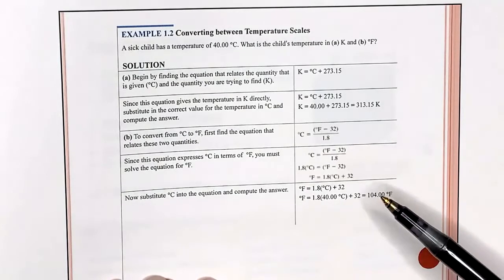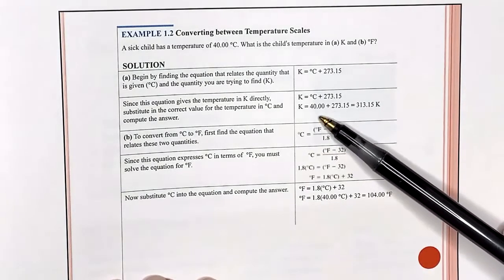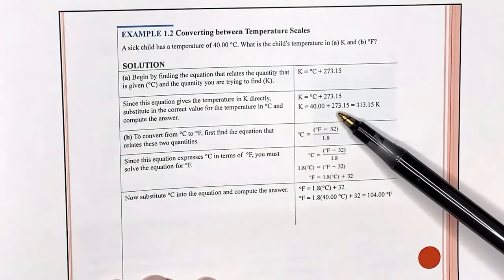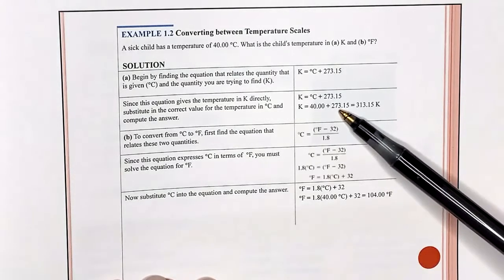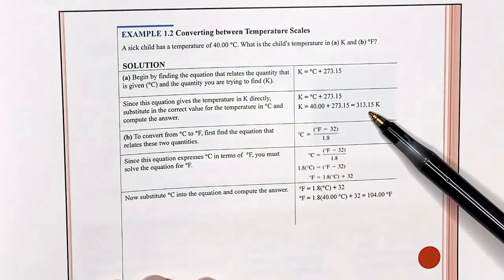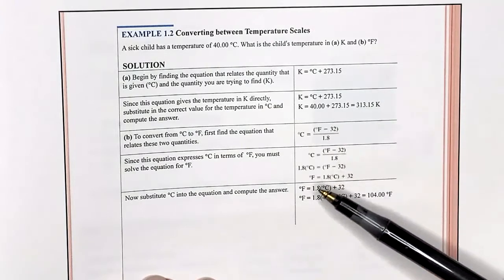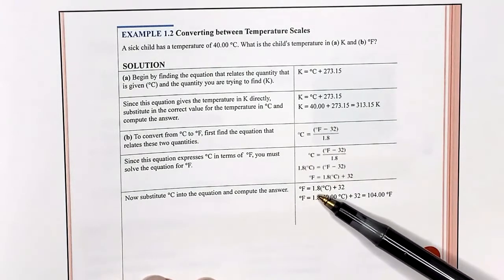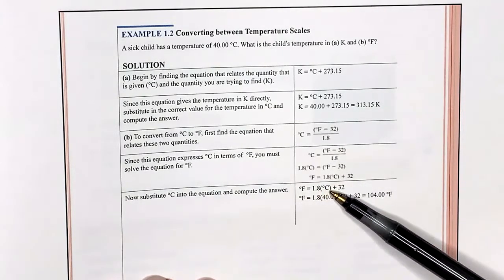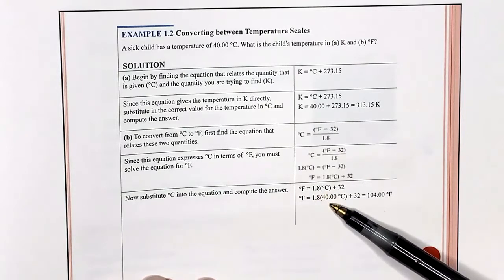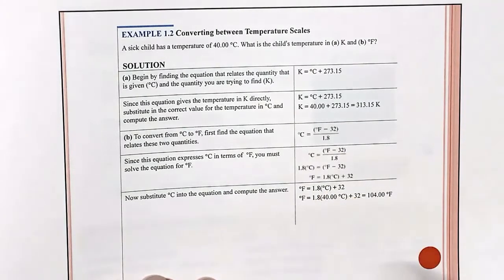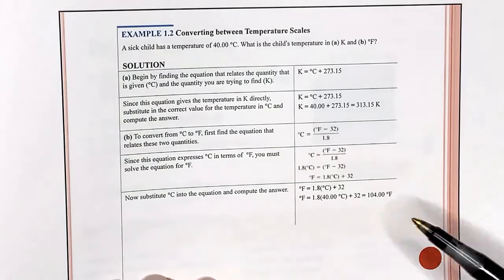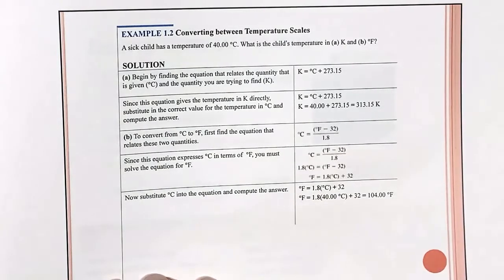Okay, so in this case, to convert 40 degrees Celsius to Kelvin, you add 273, and you get this answer here, 313.15. And then we want to convert 40 degrees Celsius to Fahrenheit. Fahrenheit is 1.8 times the Celsius, which is 40 degrees Celsius, and then plus 32. So these are our formulas here. You can get 104 right there.